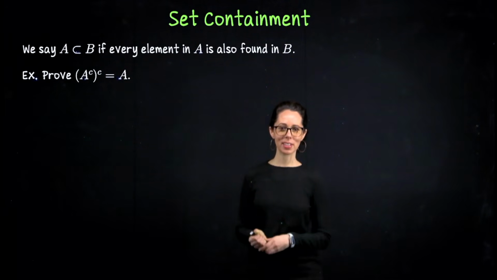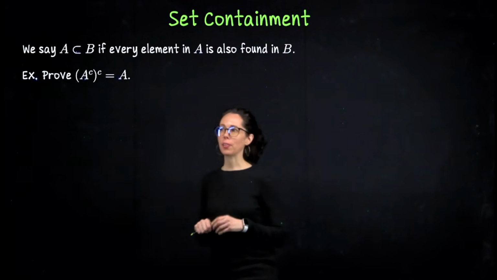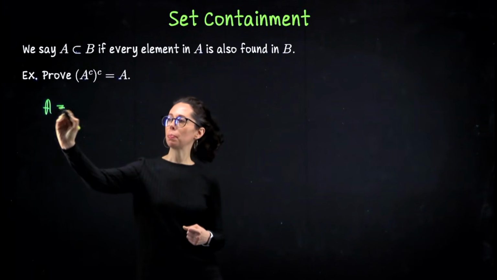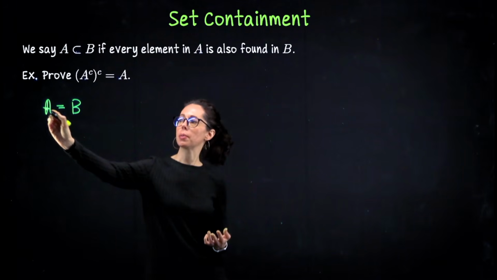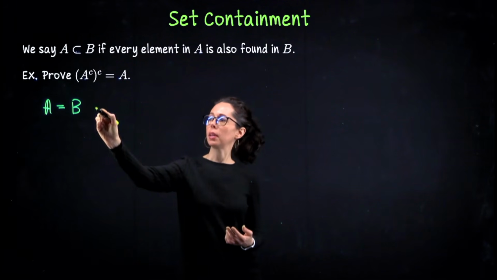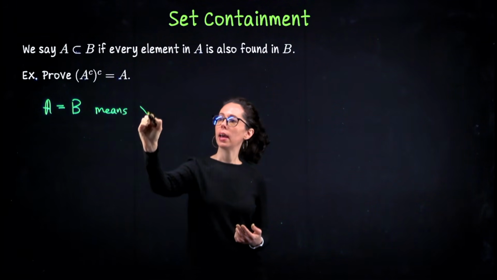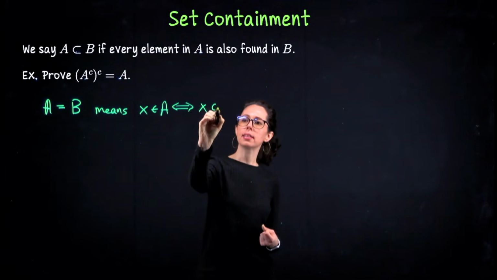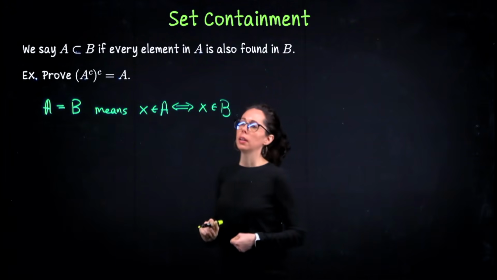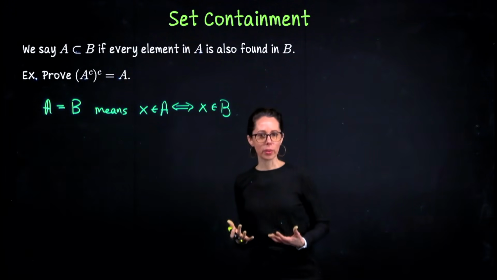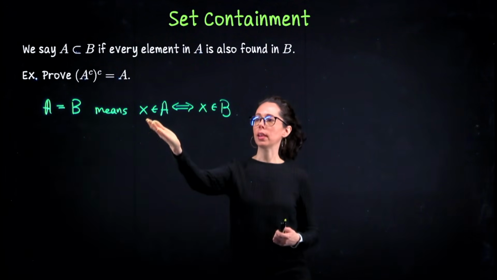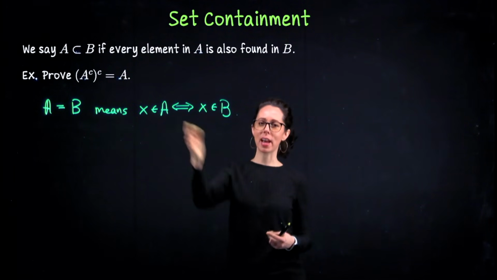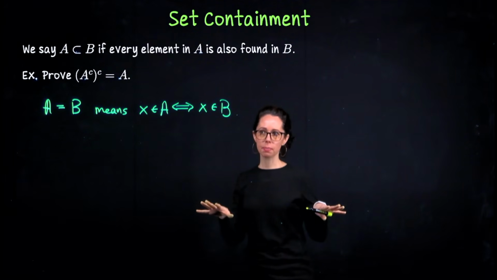Here's the faster way to do this set equality proof, and let me say what motivates this. A equals B, just thinking about two random sets which happen to be equal. A equals B means X is in A if and only if X is in B. So just like with an if and only if proof, you can show the left-hand side implies the right-hand side and the right-hand side implies the left-hand side. That's what we just did in two pieces.